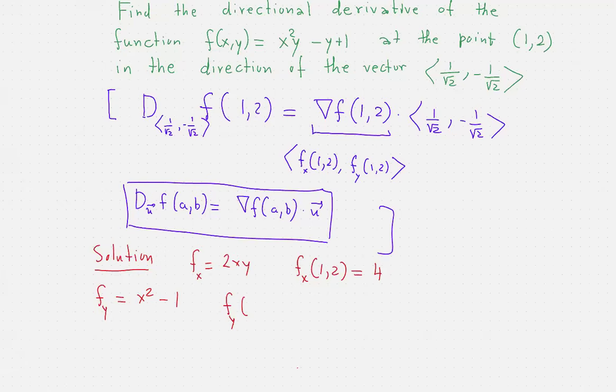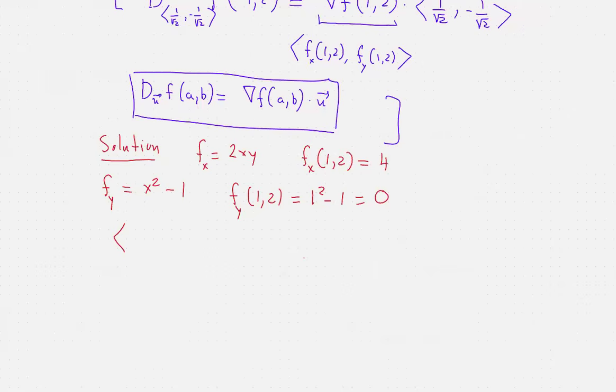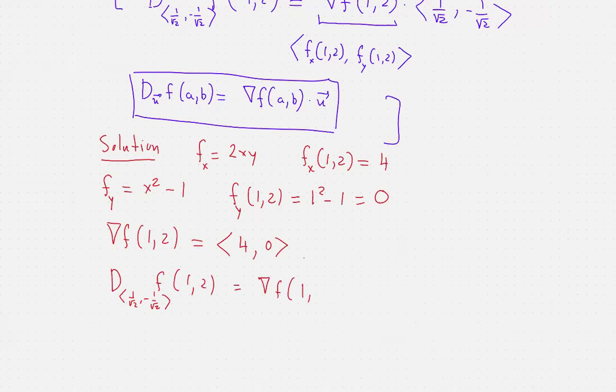So the gradient of f at the point (1, 2) is simply the vector (4, 0), which means that the directional derivative in the direction of the vector (1 over square root of 2, negative 1 over square root of 2) of f at the point (1, 2) is going to be the gradient of f at (1, 2) dot (1 over square root of 2, negative 1 over square root of 2), which is equal to (4, 0) dot (1 over square root of 2, negative 1 over square root of 2).